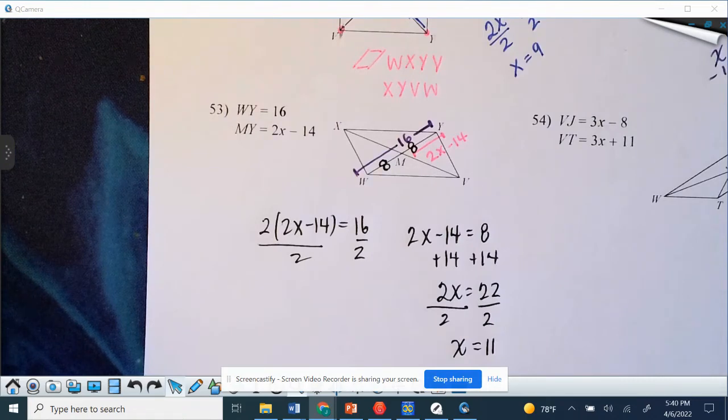You will practice it in some Delta Math. And if you have questions, show up to tutoring, show up to live class, and email me.